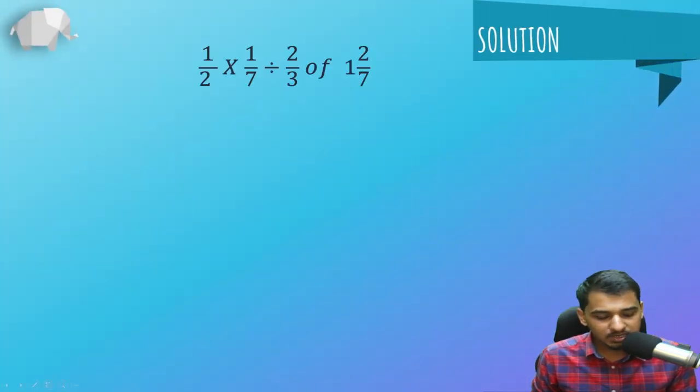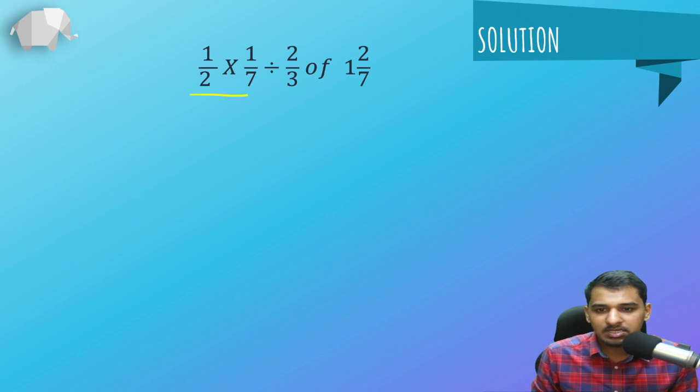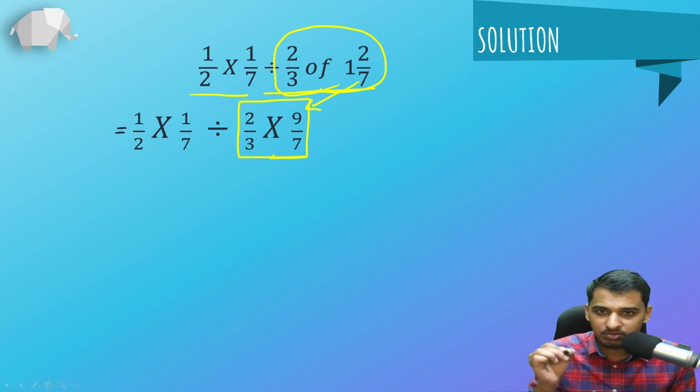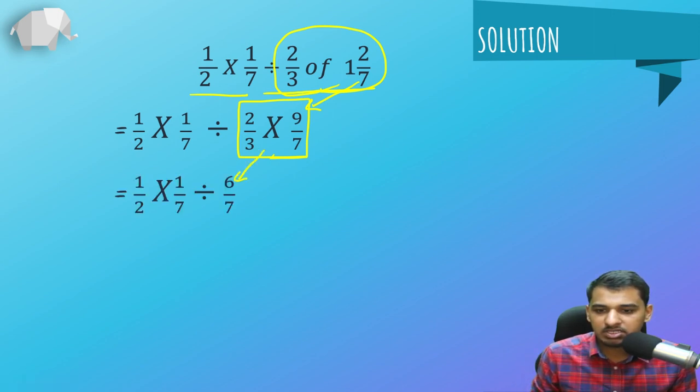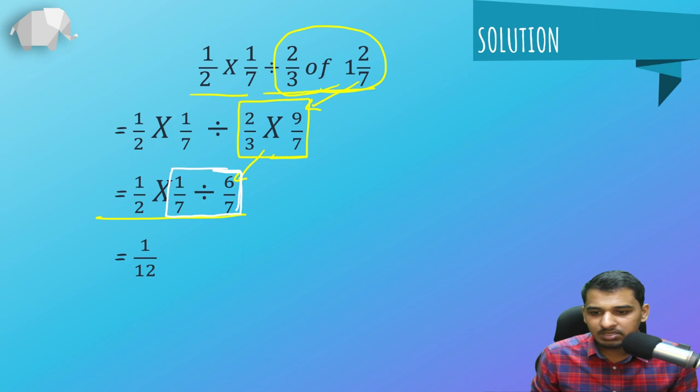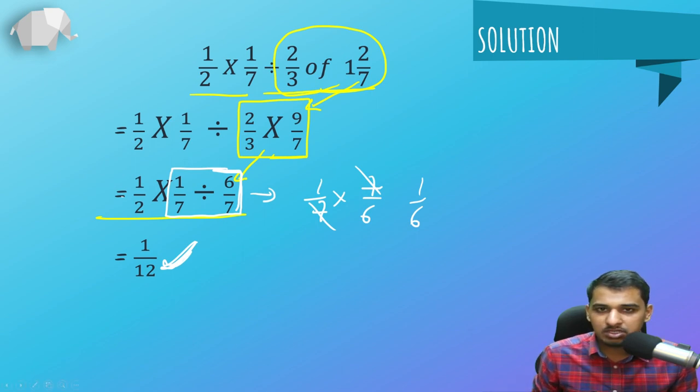Okay, so let us see the answer in printed format. 1 by 2 into 1 by 7 divided by 2 by 3 of 1 2 by 7. So this 1 2 by 7 is 9 by 7. First you will perform this operation because of is a priority operation. So this comes out as 6 by 7. And now you will have to perform this division: 1 by 7 divided by 6 by 7. This comes out as 1 by 7 into 7 by 6. This will get cancelled. This is 1 by 6. So now you have 1 by 6 into 1 by 2. That is 1 by 12. So the answer is 1 by 12. I hope this is clear to you.